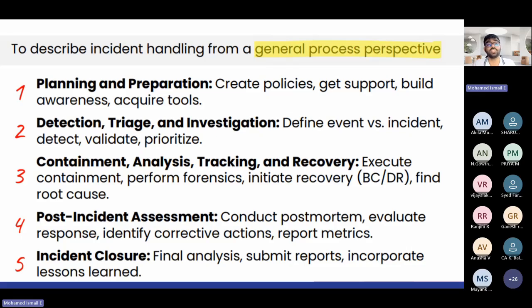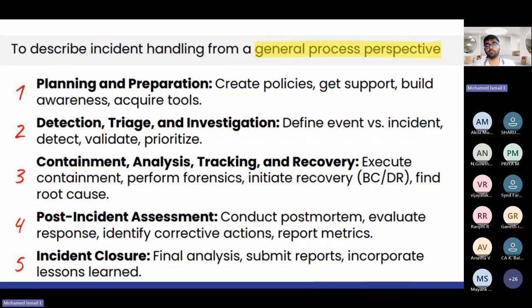There is a user, a legit user, logged into the SQL database. So you need to define which one is an incident, which one is just an event. Events are always happening, but an incident only happens if there is a disruption to the business or the CIA triad.